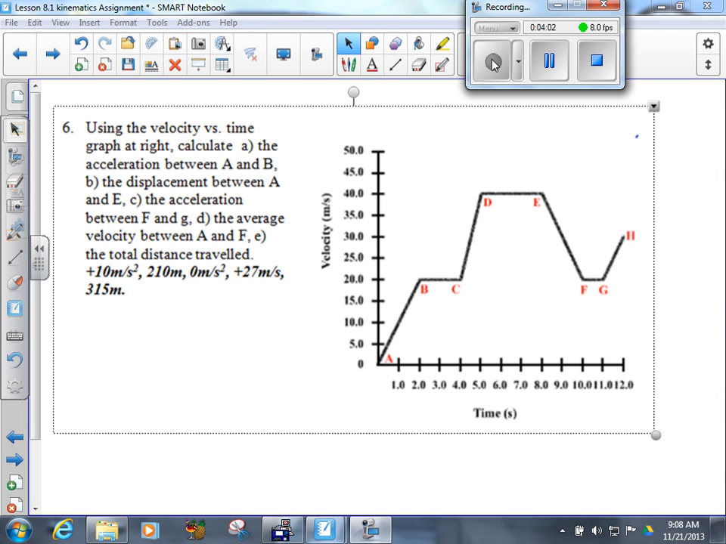Several parts of number 6 are asking you to calculate displacement, and a few people have noticed here that when they're drawing in all the shapes, so let's say we're doing question D here, where it says the average velocity between A and F. People are drawing in all their shapes. They're going, okay, this is a triangle, and that's a rectangle, and then I've got this triangle here, and then I've got this rectangle, okay, and then this triangle.